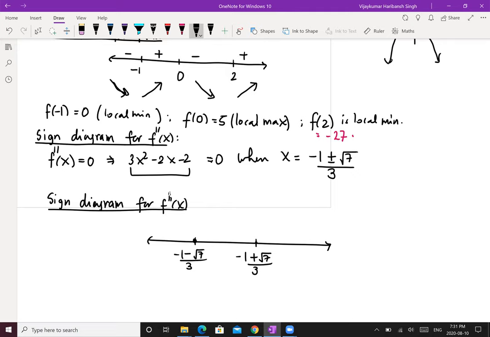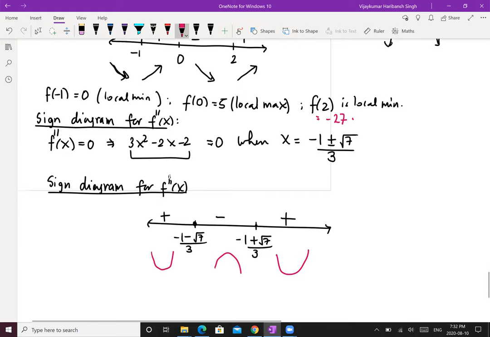Now let's check a point before. Before this point, let's check a sufficiently large one. So minus 1 minus root 7 is going to be around minus 9, so I can take a 4 here to check what is happening. If I substitute it in this equation, here it will have a positive sign. Here when you put zero, you will get minus two, so a negative sign. And here you'll have a positive sign. So f is concave up, concave down, concave up. So that is the concavity for f.